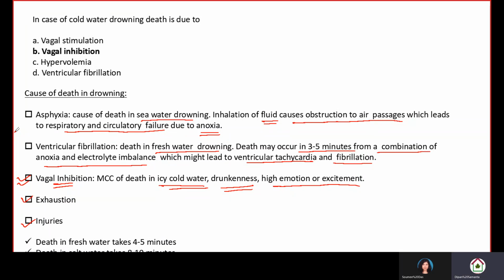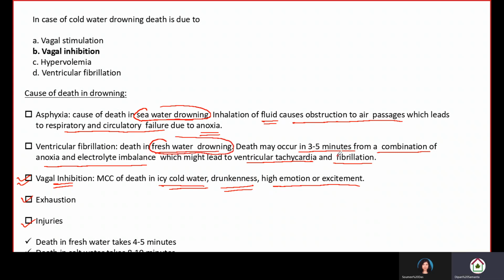There are different causes, different reasons why a person can die after drowning. Number one is asphyxia, because very simply, fluid will get inhaled. The person will inhale the fluid, leading to obstruction of the air passages, leading to respiratory and circulatory failure due to anoxia. Anoxia means absence of oxygen. Next, ventricular fibrillation, death in freshwater drowning. Now asphyxia occurs in seawater drowning. Very important: asphyxia occurs in seawater drowning, while ventricular fibrillation occurs in freshwater drowning.